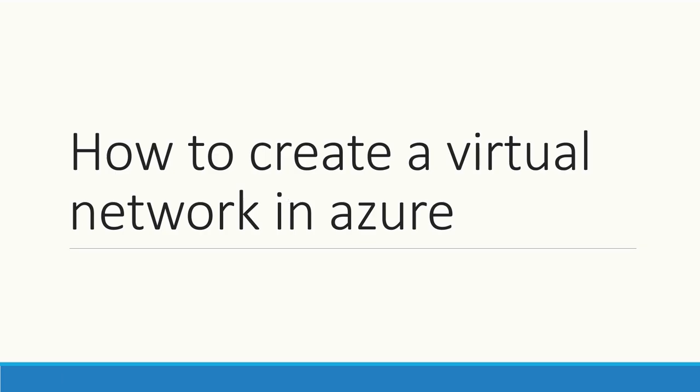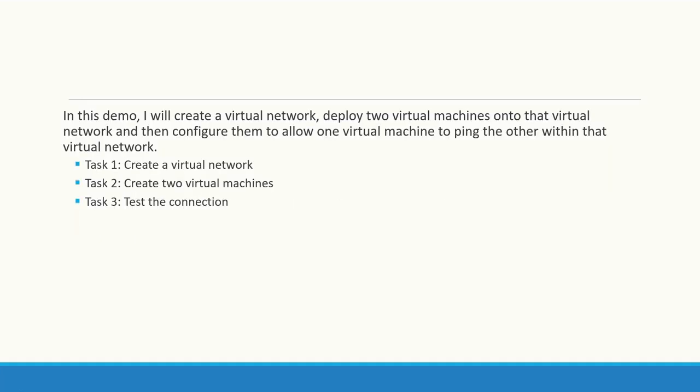In this demonstration, I'm going to show you how to create a virtual network in Azure. We're going to have just one virtual network, and we're also going to deploy two virtual machines. So the two virtual machines will now be connected to the virtual network. And what that simply means is that they are supposed to be able to communicate. And that is the purpose.